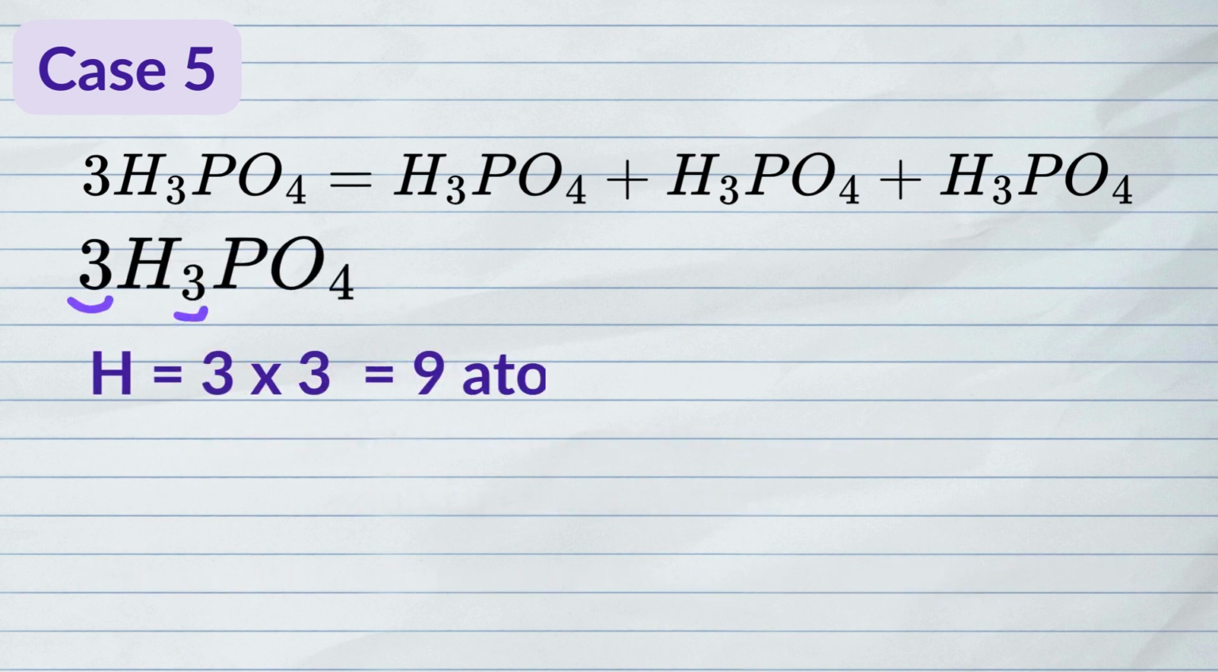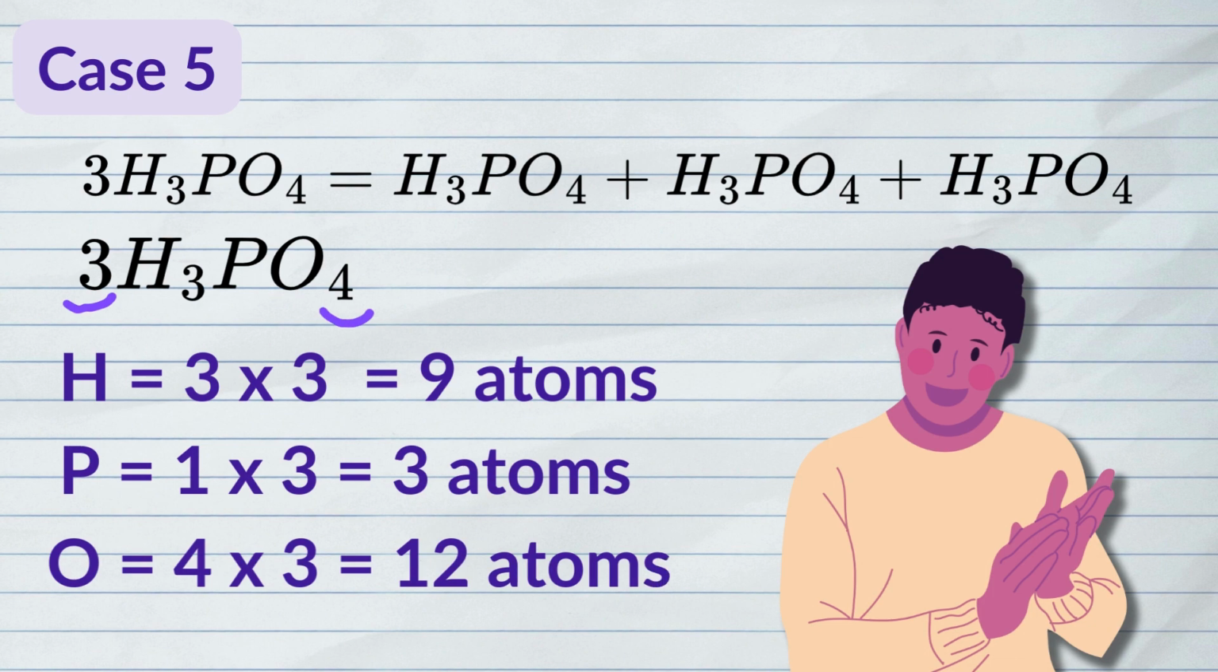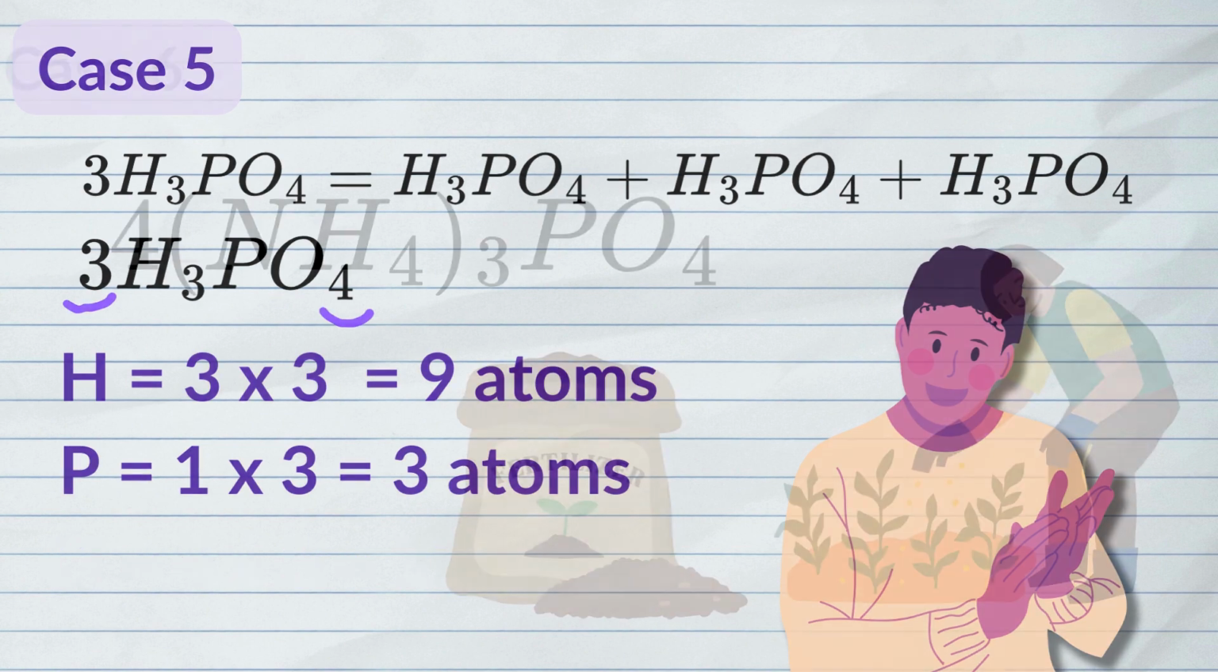So hydrogen here equals subscript 3 multiplied by coefficient 3 equals 9 atoms. Phosphorus equals subscript 1 multiplied by coefficient 3 equals 3 atoms. O equals subscript 4 multiplied by coefficient 3, which equals 12 atoms.